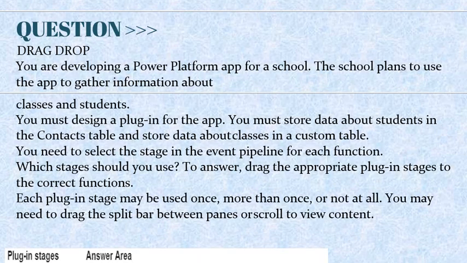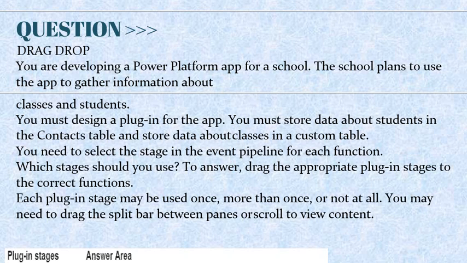Our next question is drag and drop. You are developing a Power Platform app for a school. The school plans to use the app to gather information about classes and students. You must design a plug-in for the app. You must store data about students in the contacts table and store data about classes in a custom table. You need to select the stage in the event pipeline for each function. Which stages should you use?